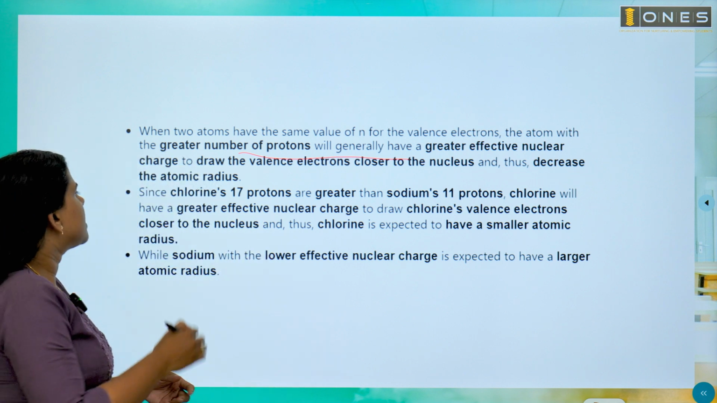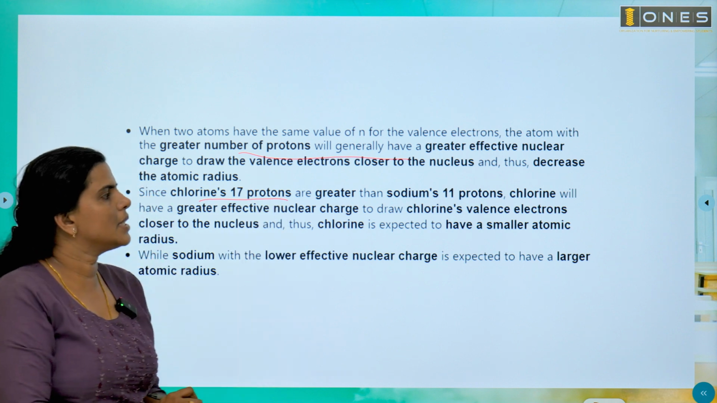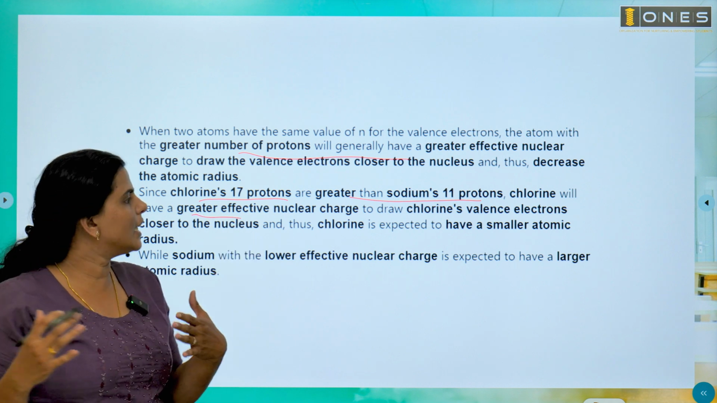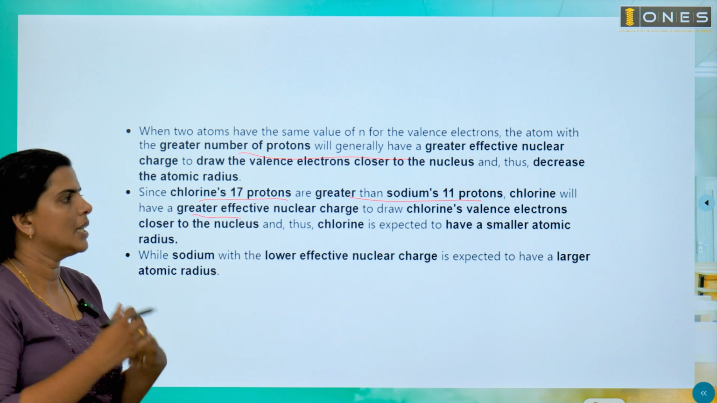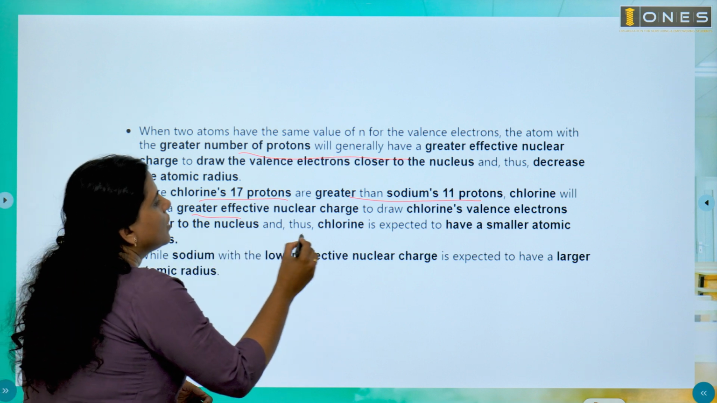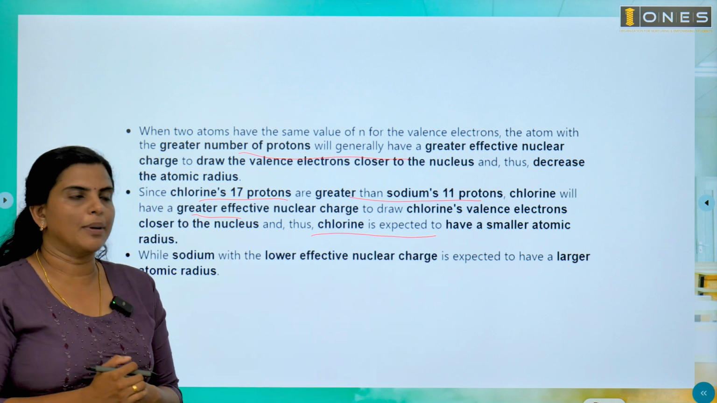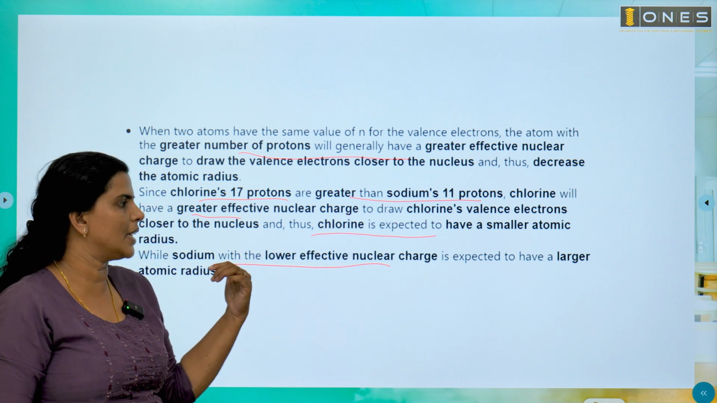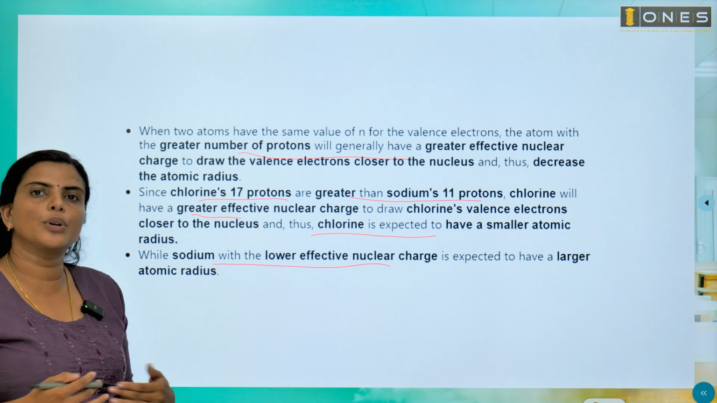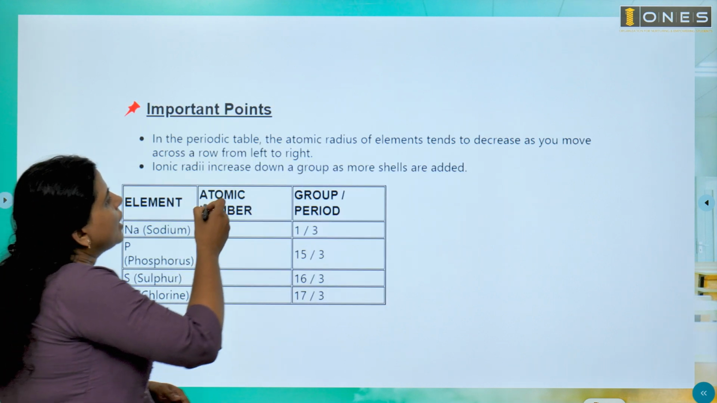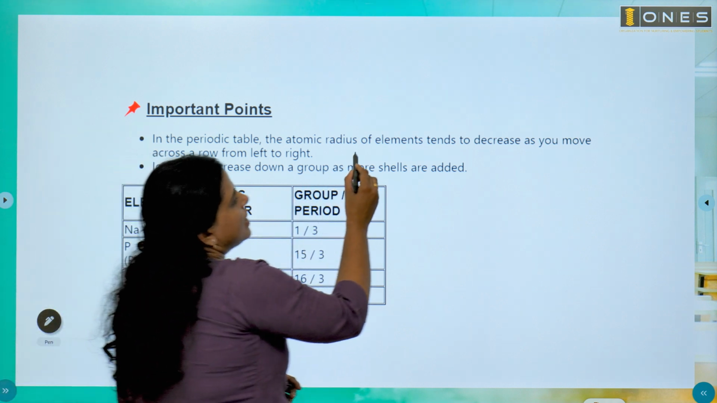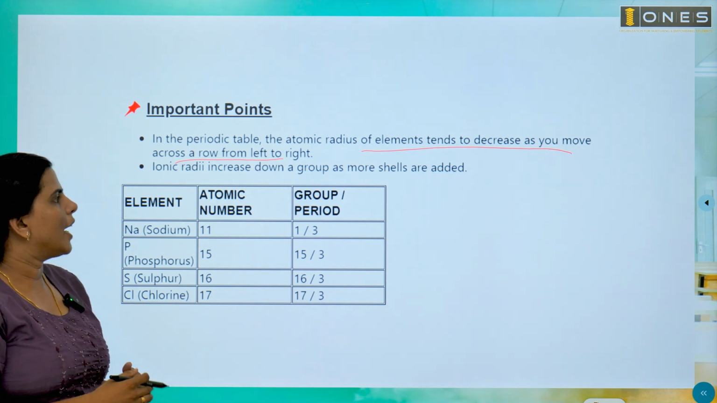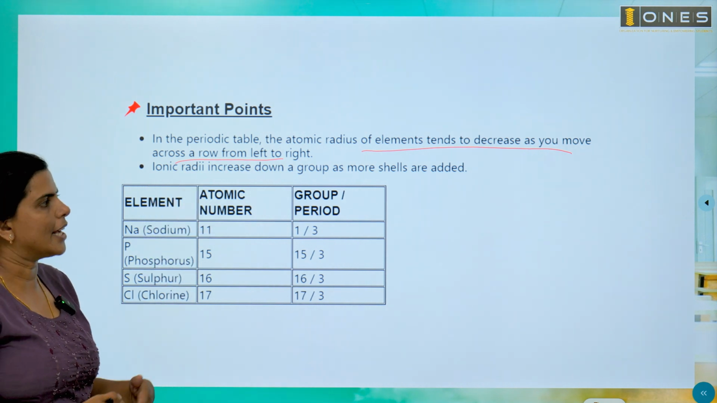Since chlorine has 17 protons, greater than sodium's 11 protons, chlorine will have a greater effective nuclear charge to draw the valence electrons closer. So chlorine is expected to have a smaller atomic radius, while sodium with lower effective nuclear charge, 11 protons whereas chlorine has 17, we can expect a larger radius for sodium. In the periodic table, the atomic radius of the elements tends to decrease as you move across a row from left to right. Ionic radii increase down the group as more shells are added.